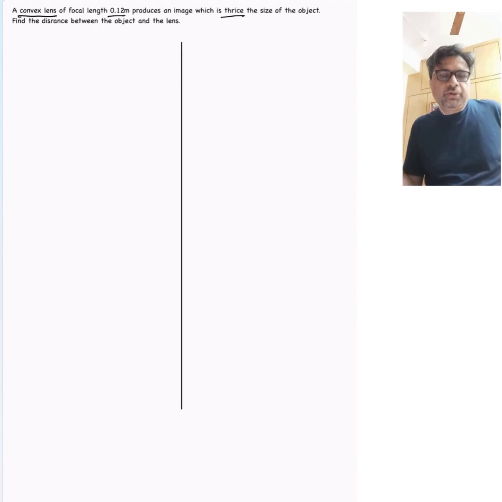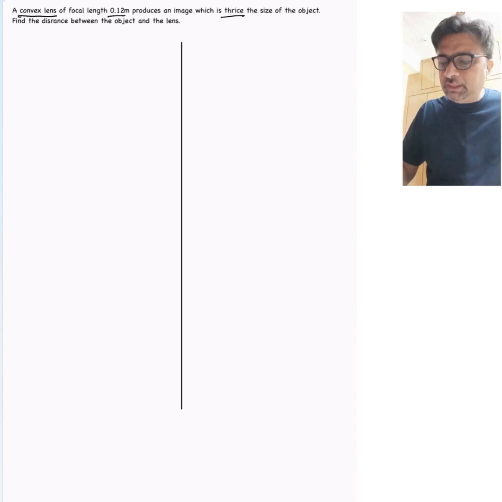Now when it comes to a convex lens and the magnification is greater than 1 and we don't have any other detail in the question, we will have to solve this question under two scenarios. One when it produces a real image and the next when it produces a virtual image, because a convex lens producing a magnified image could be both real and virtual. So we are talking about this scenario, case 1, when the image is real.